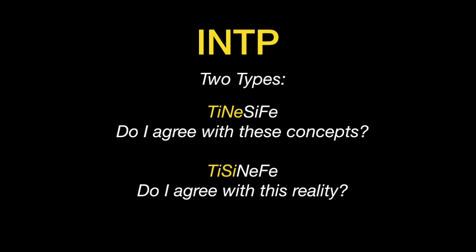The second type of INTP jumps their second function and goes straight to their SI. So they are called a jumper, and they are technically STs because they're asking the question, do I agree with this reality? And if this fact, this reality, I agree with and is logical, then I will then look for concepts that support it or work with it.